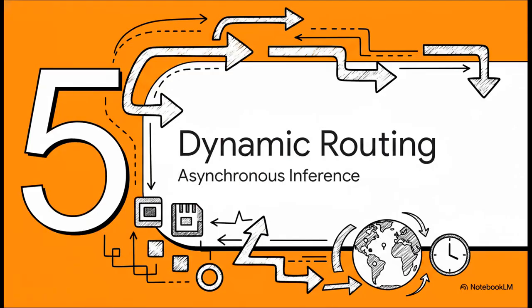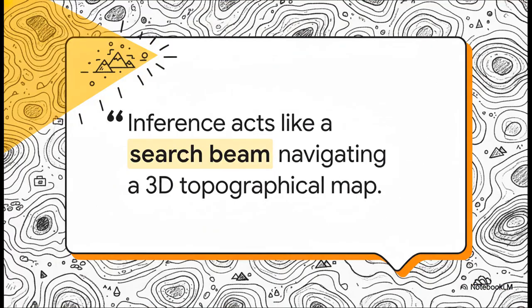Let's move to Section 5, Dynamic Routing and Asynchronous Inference. The data is mathematically compressed and geographically mapped on the SSD, so let's look at the runtime environment. To really grasp this, you need a completely different mental model. Just forget the idea of reading a model from cover to cover. Instead, think of inference as a search beam or scanner navigating a 3D topographical map. You navigate the space, and you extract only what is contextually necessary for that specific moment.